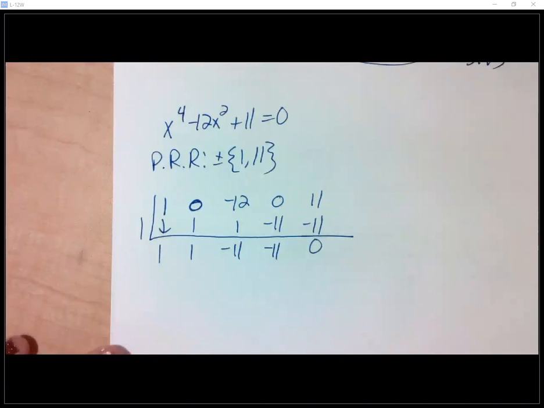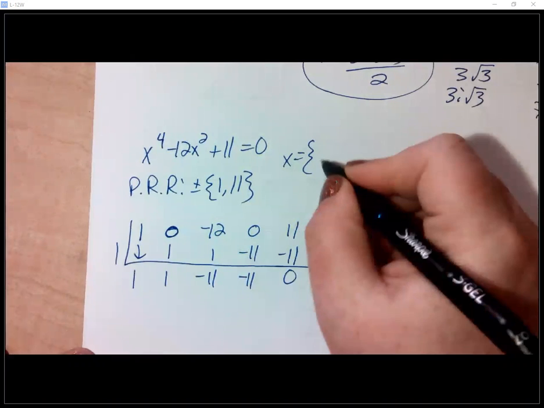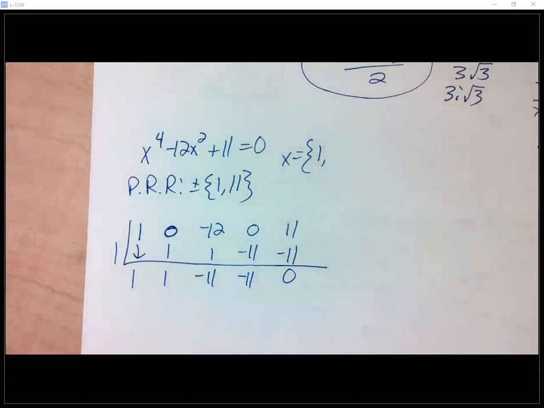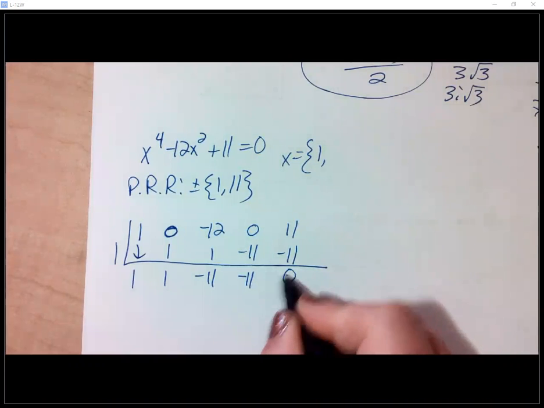What does that mean? That means let's keep a list of all of our answers. 1 is one of the 4 answers. So now I'm down to this, right? Remember what this is. That's your remainder. There's your constant, x to the first, x squared, x to the 3rd.